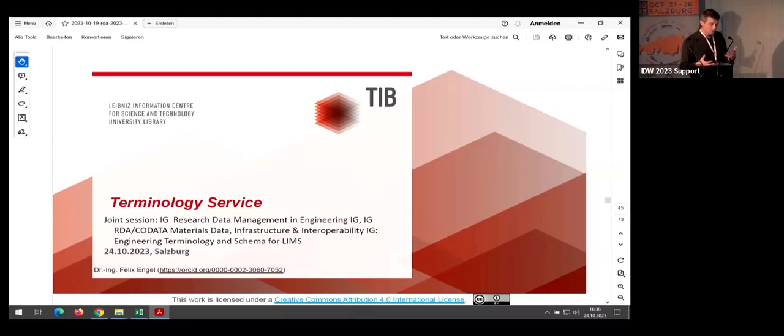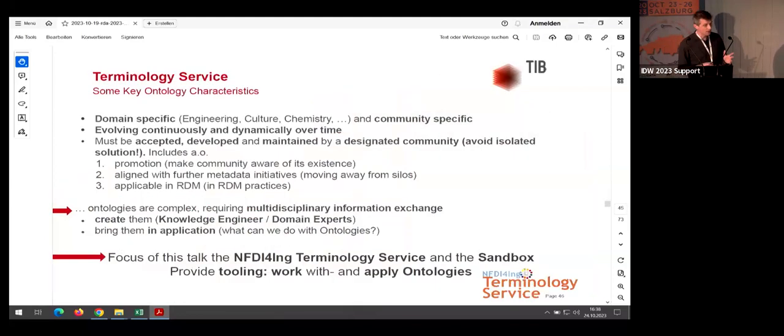Actually, we have heard of lots of ontology creation initiatives that work on further ontologies, and I sometimes have the fear that these ontologies live for a certain time period, but when there are not enough resources available, there is at least the risk that such ontologies disappear, and that is something that we would like to address with our terminology service.